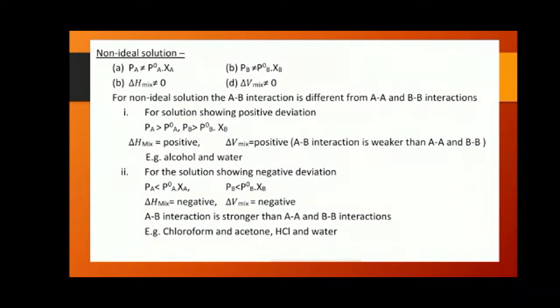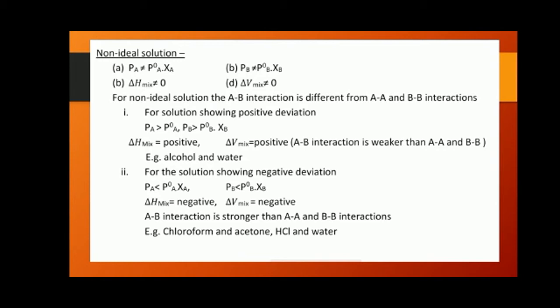Now the next is non-ideal solution. When we say non-ideal solution, it means the solution which is not going to obey Raoult's law. Here it is given in Raoult's law quantitative expression that Pa is not equal to P0A into XA and Pb is not equal to P0B into XB. As well, the enthalpy of mixing and volume of mixing are not equal to 0. It means they may change when the two components are mixed into each other.